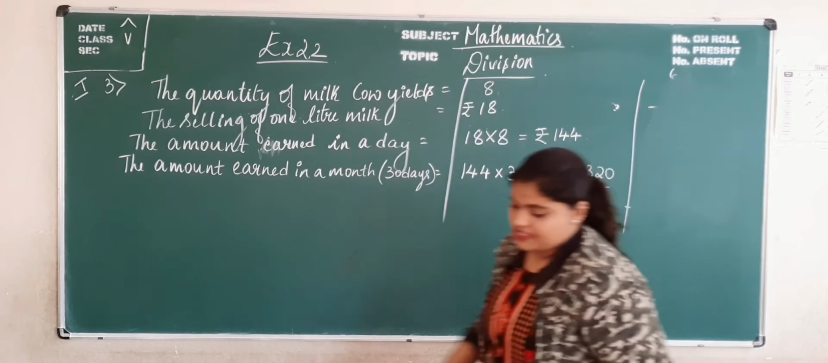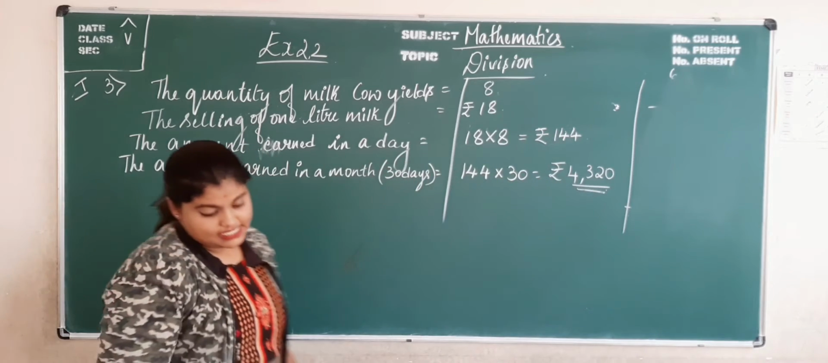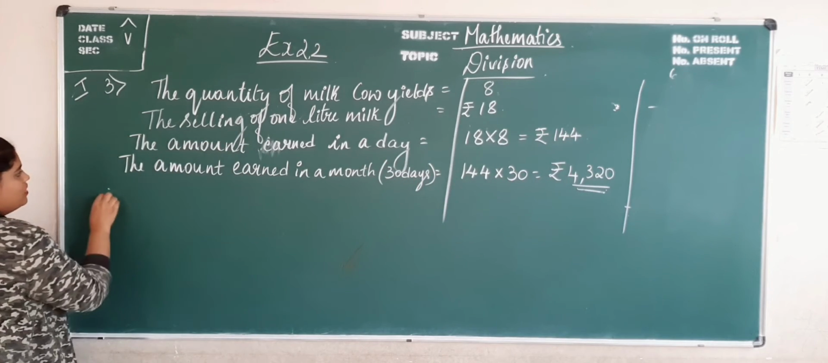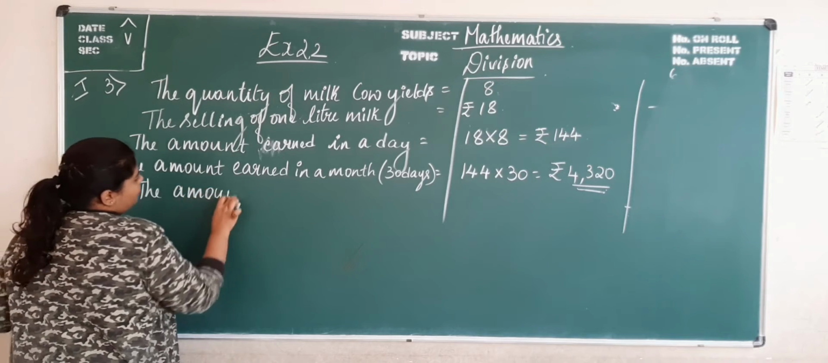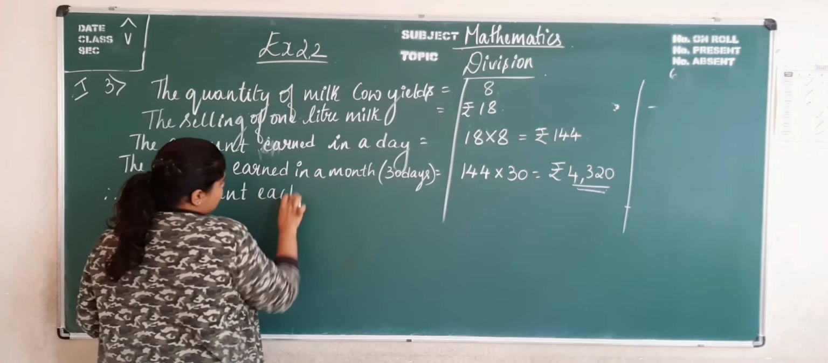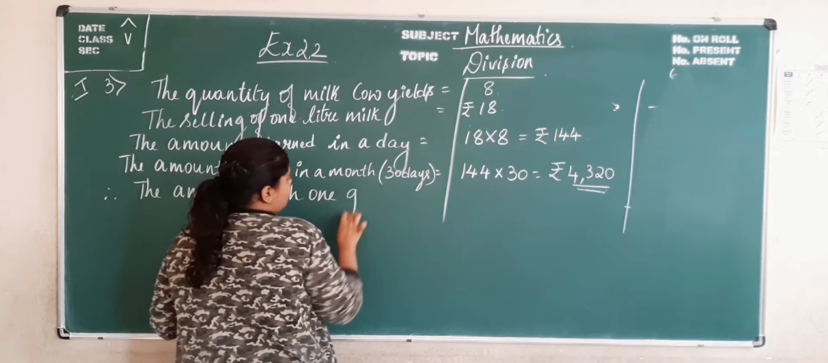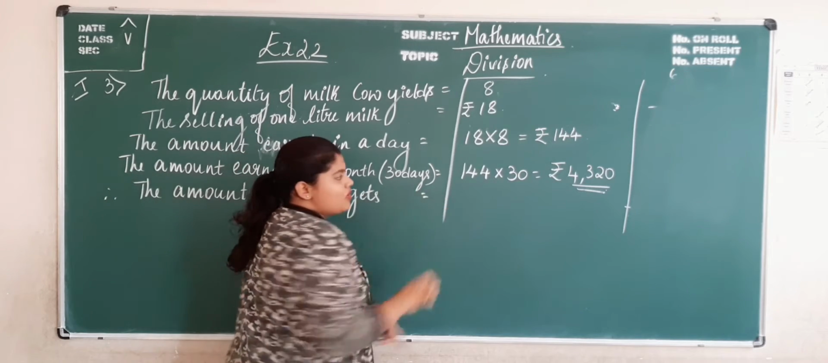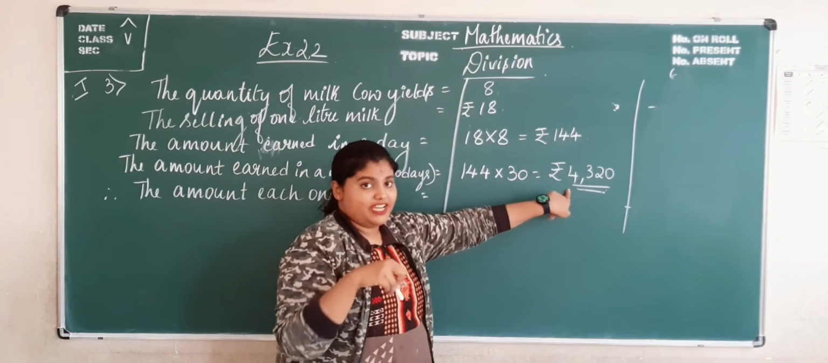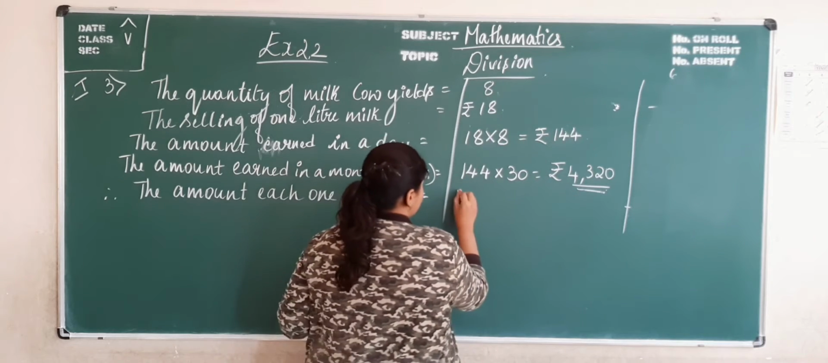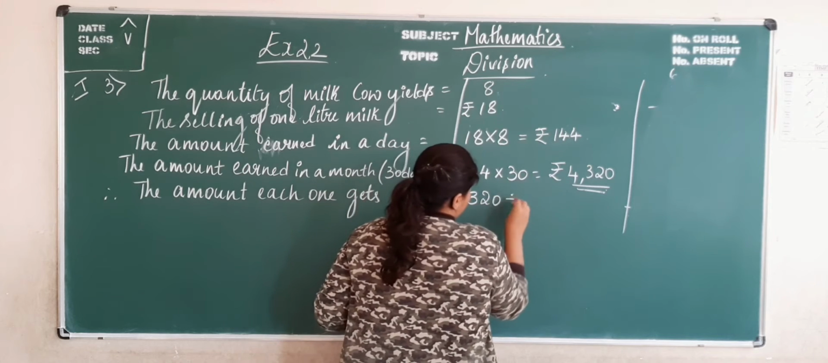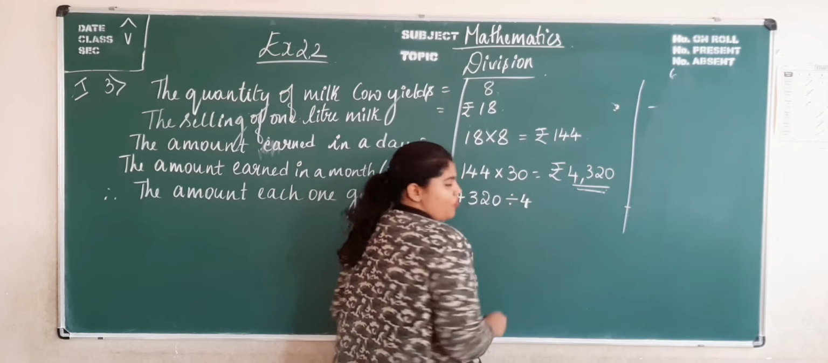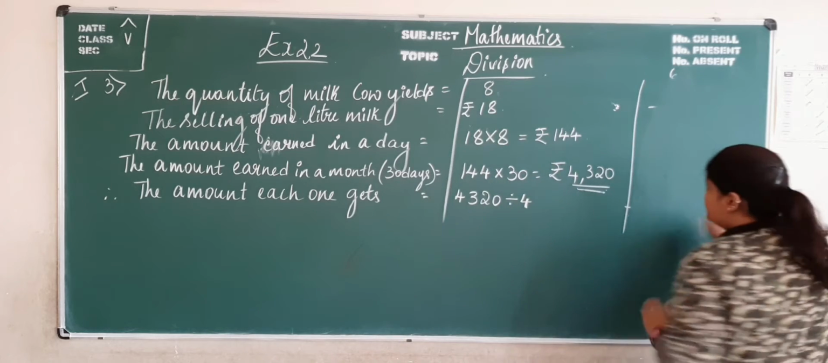So what have they asked? What is the amount each one gets? Therefore, the amount each one gets is equal to 30 days income divided by 4, because 4 sons. So 4,320 divided by 4. We will do the calculations here.